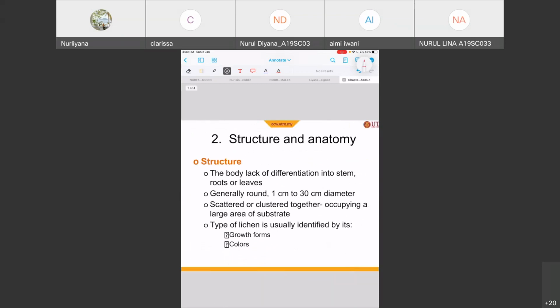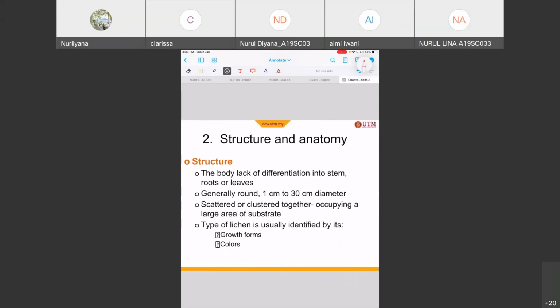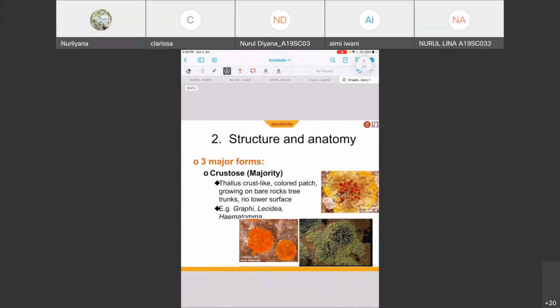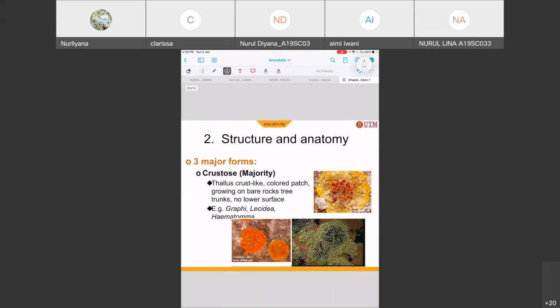So basically there are 3 major forms of structure, which is a crustose. Okay, this is the first one. So these are the types or how it looks like.